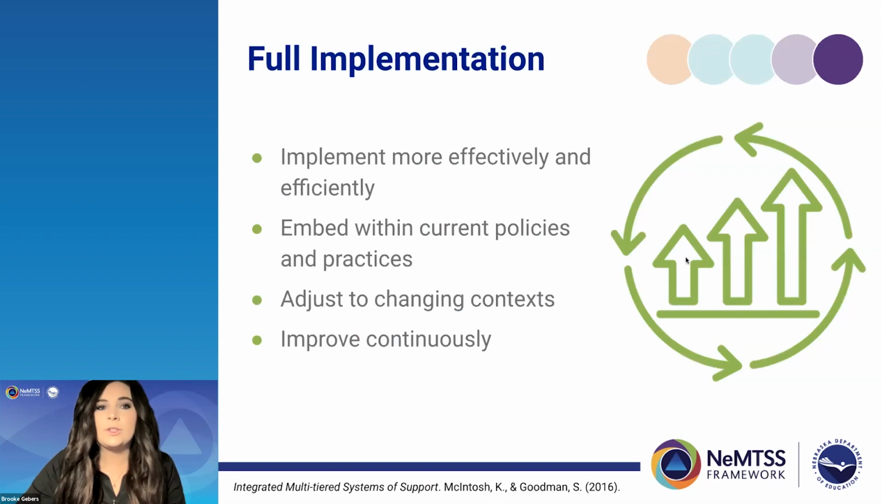As we reach this stage of full implementation, our focus is on sustaining our work through a continuous improvement process. This stage is referred to as continuous regeneration by Goodman and McIntosh. Here, we are looking to make our process the most effective and efficient while responding to changes in our environment, such as new priorities or staff turnover. Hopefully by now, implementation is deeply embedded into the day-to-day business in your school or district. However, there are a few areas that you need to prepare for.